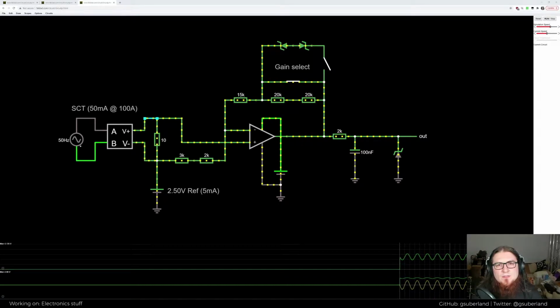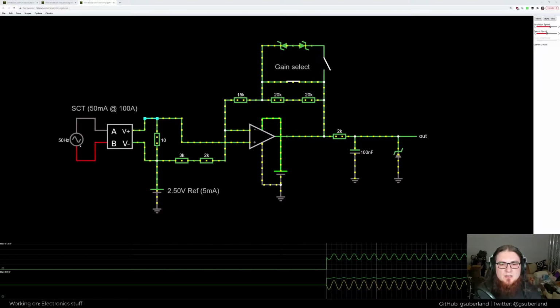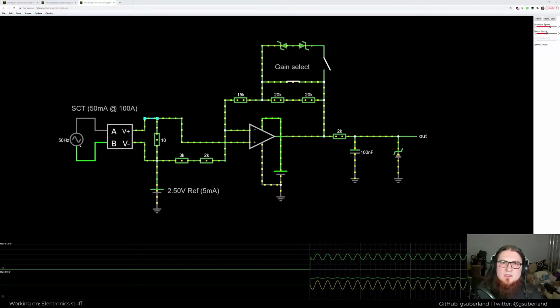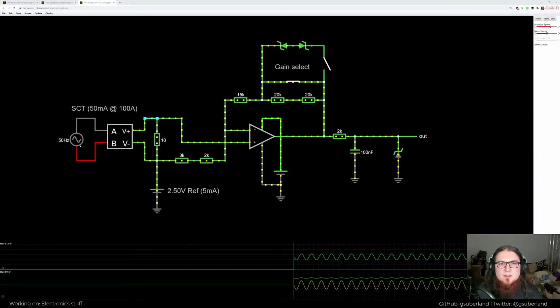Hi, I thought I'd just do a quick video on the power monitor circuit since it's something that I'm going to be working on again soon, but it requires quite a bit more design work. I've decided that because of some challenges that I faced in the existing design, I want to take another look at it and start over.